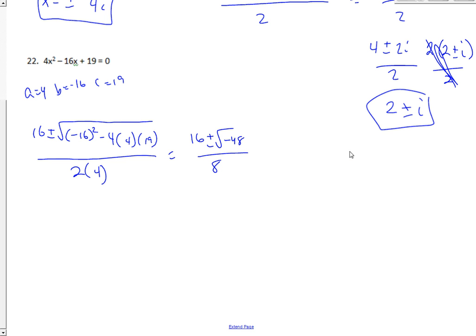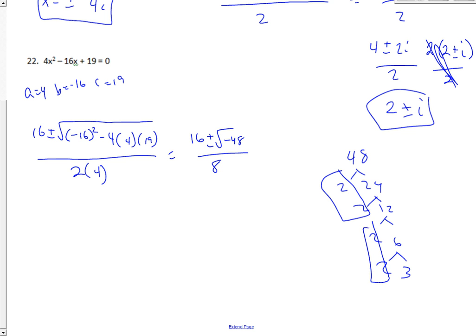When I look at 48, that is 2 times 24, 2 times 12, 2 times 6, and 2 times 3. I have two sets of pairs of 2's. So 2 times 2 is 4. So that's 16 plus or minus 4 that comes out. The negative comes out as an i, and this 3 stays in. So the square root of 3 over 8.